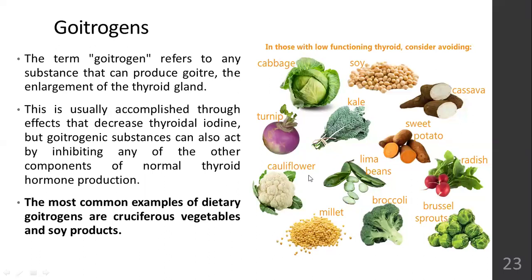If you suffer from hypothyroidism or goiter, you have to limit the use of these vegetables in your diet. It doesn't mean you have to completely restrict yourself from them: cauliflower, cabbage, cassava, certain millets, beans, radish. These vegetables are regularly seen in our Indian cuisine. You can't completely neglect them from your diet. Weekly, once or twice, you can have them.